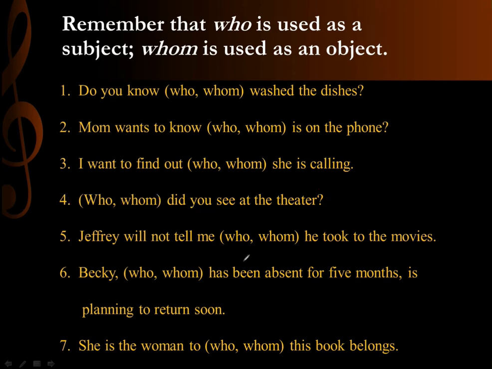Next, Jeffrey will not tell me who or whom he took to the movies. First of all, isolate the clause. Secondly, look for the verb. What's the subject of that verb? Who did that? He. And therefore you're looking for an object. Do you see how simple this can be?